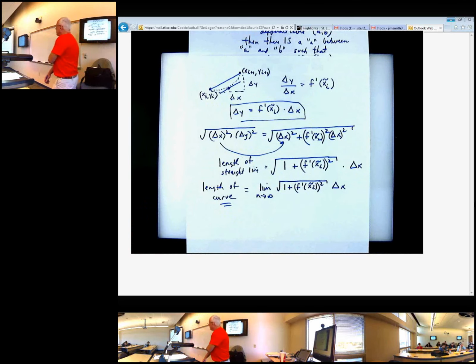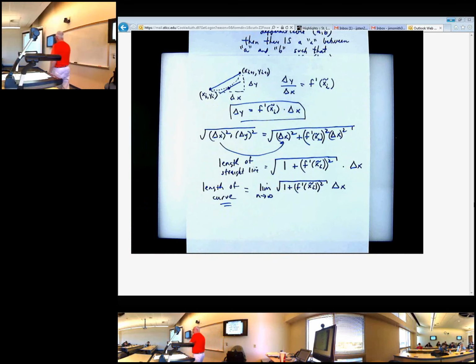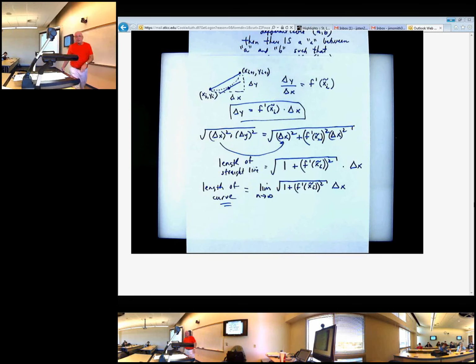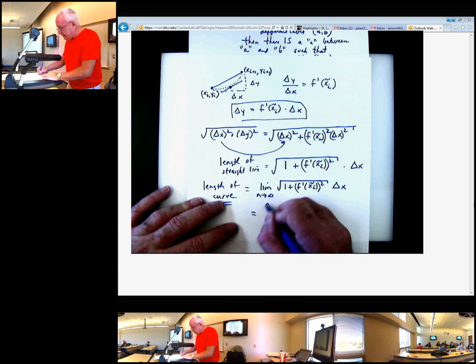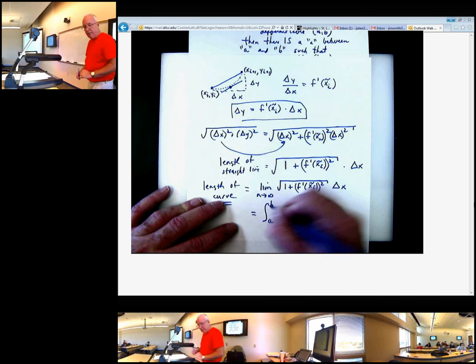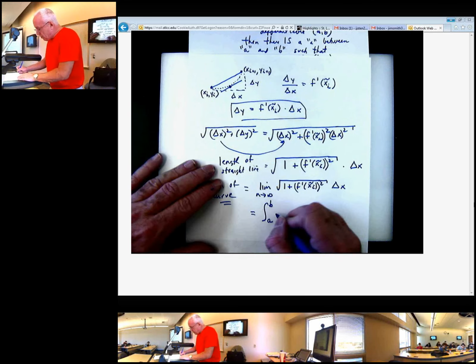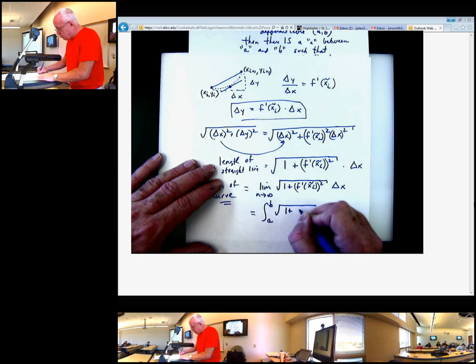Now, this should, from Calc 1, be reminiscent of how you first looked at an integral, where you took those pieces, getting smaller and smaller, summing them up, that gives you an integral. So what this limit equals is this: the integral from x equal a to x equal b of the square root of 1 plus the derivative of the function squared dx.